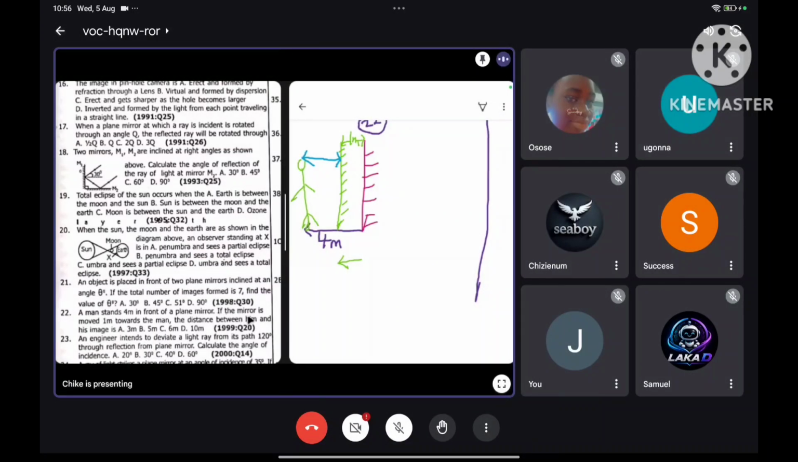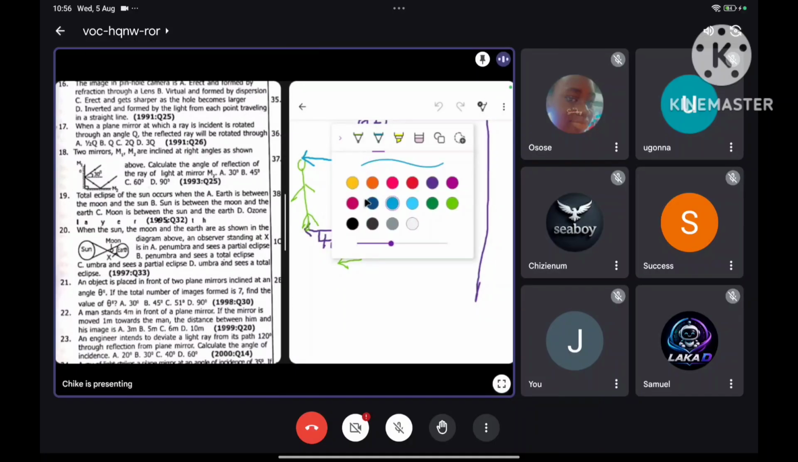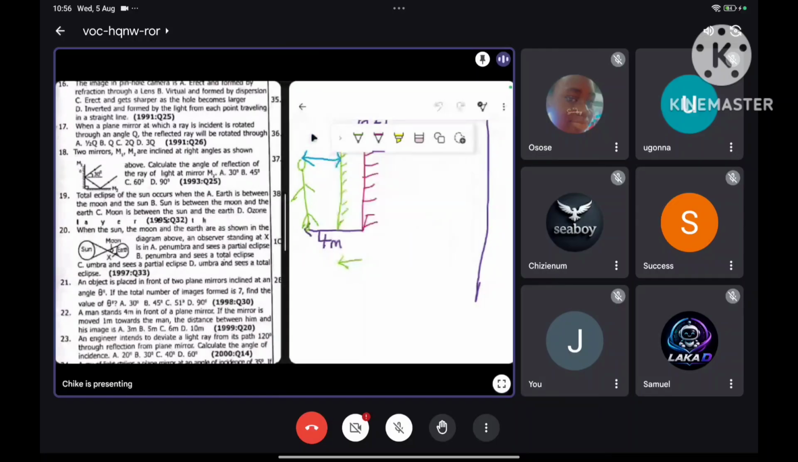The point was 4 meters away. Then they told us that the mirror is moved 1 meter towards the man. So this is the mirror, moved a distance of 1 meter towards the man. I asked the question, what is the new distance? Exactly, good. I think it was the network that was holding us back. So it will be 3 meters. The man will be 3 meters away from the mirror.